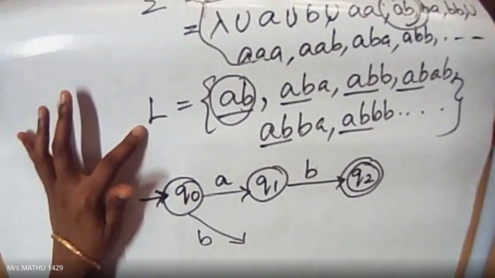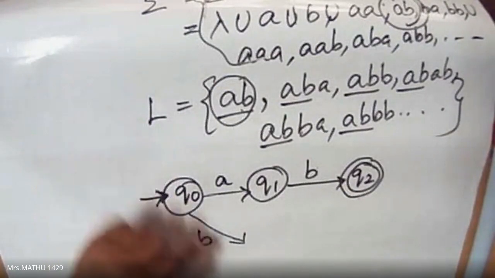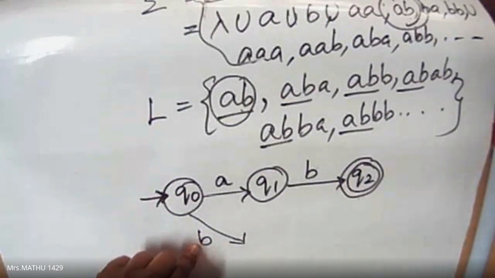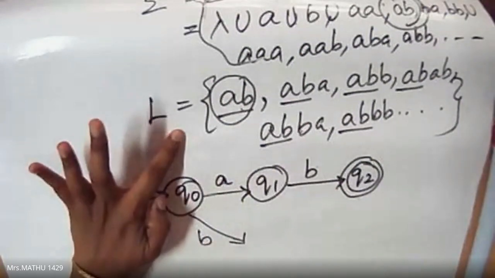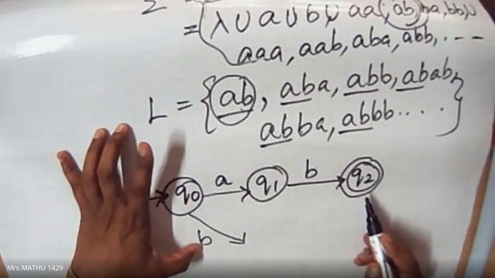What is the condition given for this language? It should start with the prefix AB, correct? So from the initial state, is it okay to read symbol B? No, right? Very good. So if you are reading the symbol B from the initial state, that means this is not a string acceptable by the language. So it will never reach the final state.